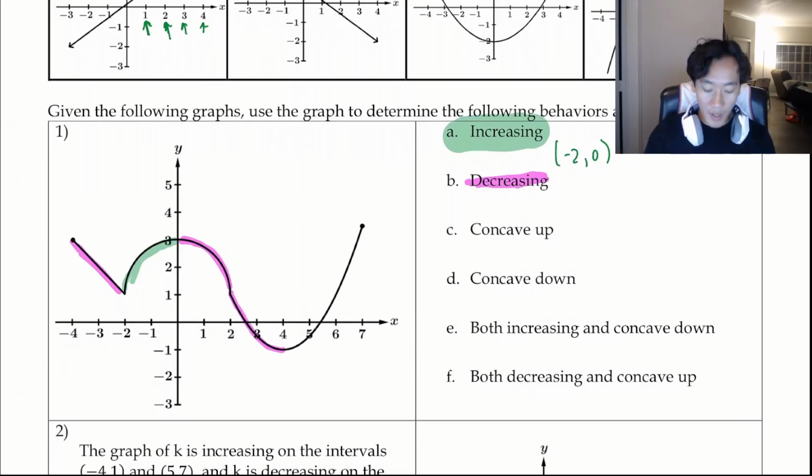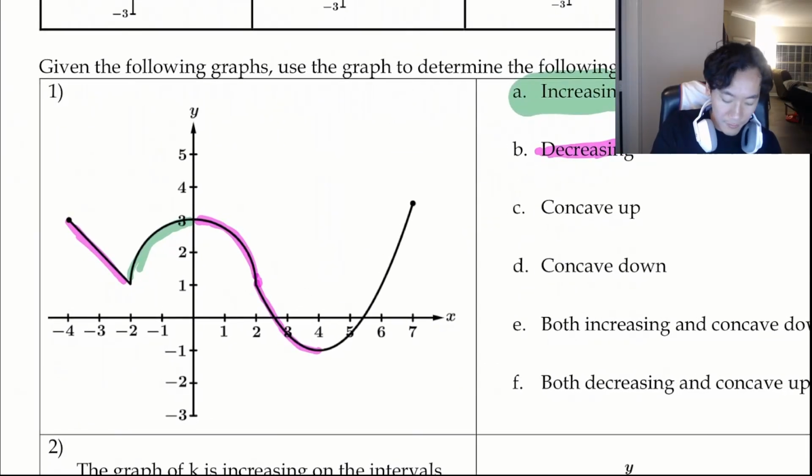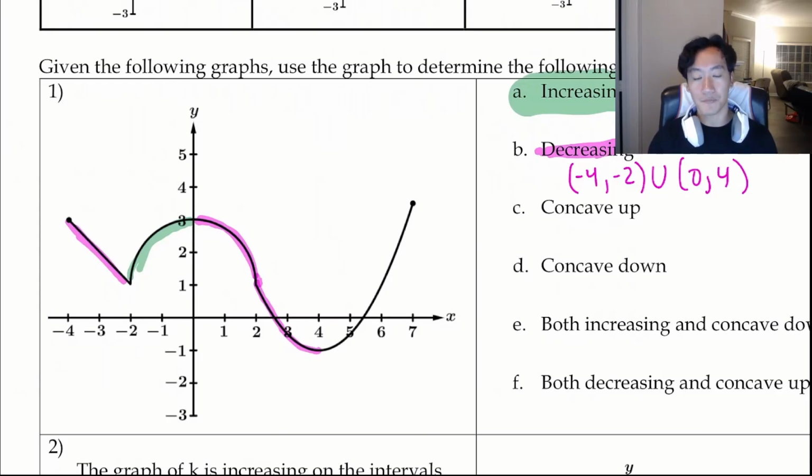So I have two highlighted portions, in which I'll write two different intervals in my answer. Let's put it in pink. Let's do the first section. That's from -4, the left-hand side there, to -2, union. Now I'm going to do that middle section that I have highlighted. That starts at 0 all the way to 4. All right, there's my decreasing interval.